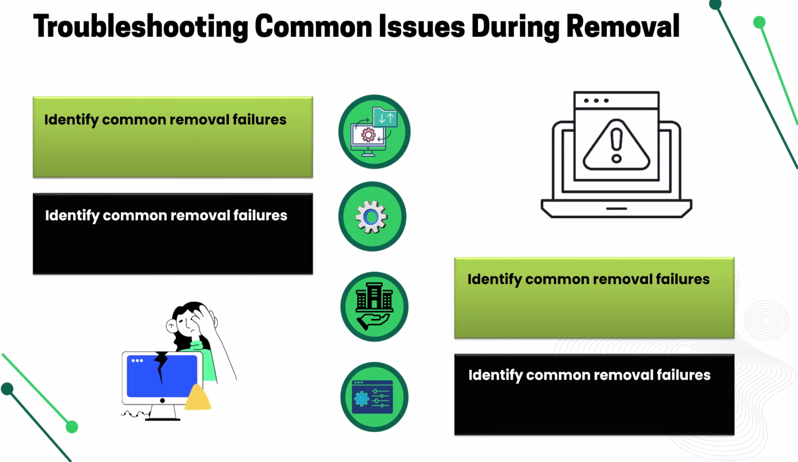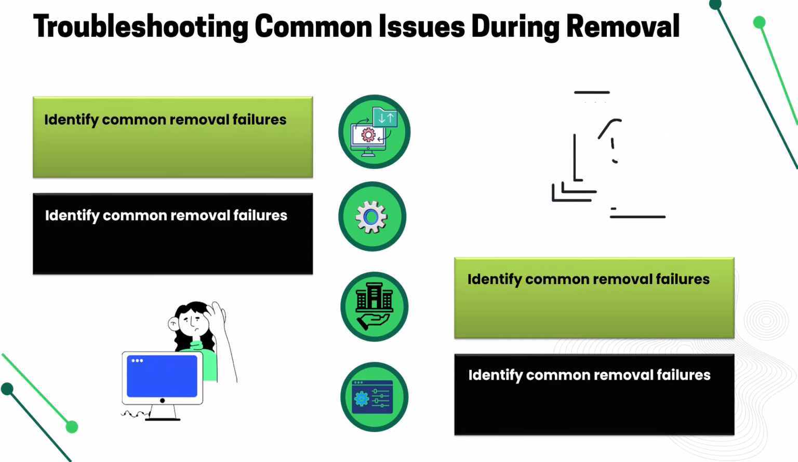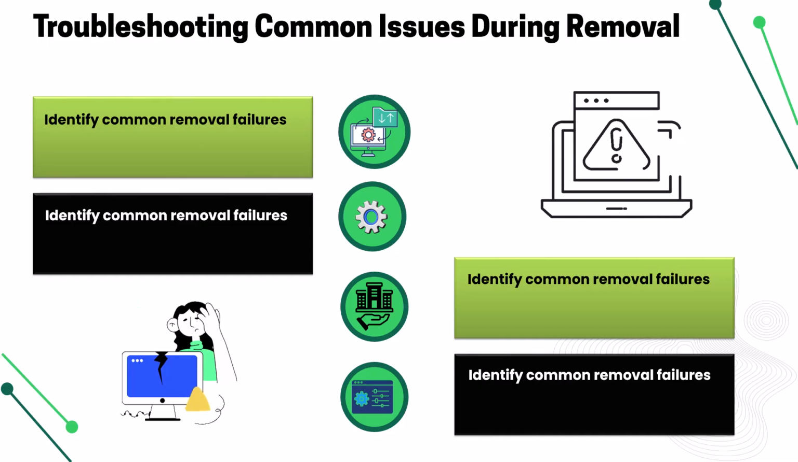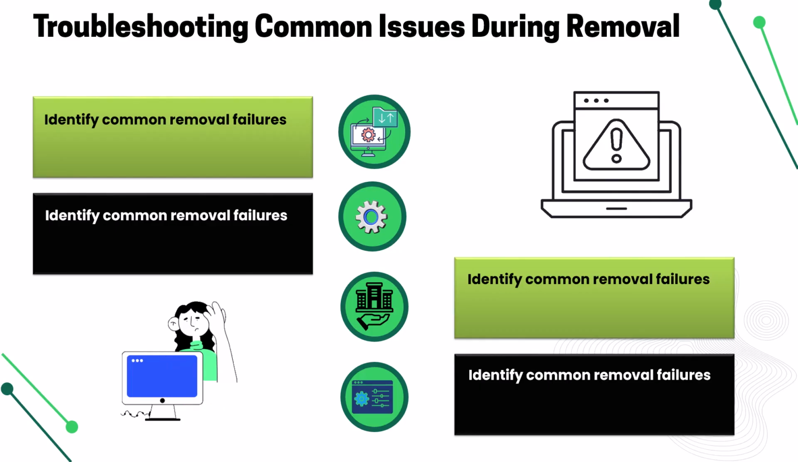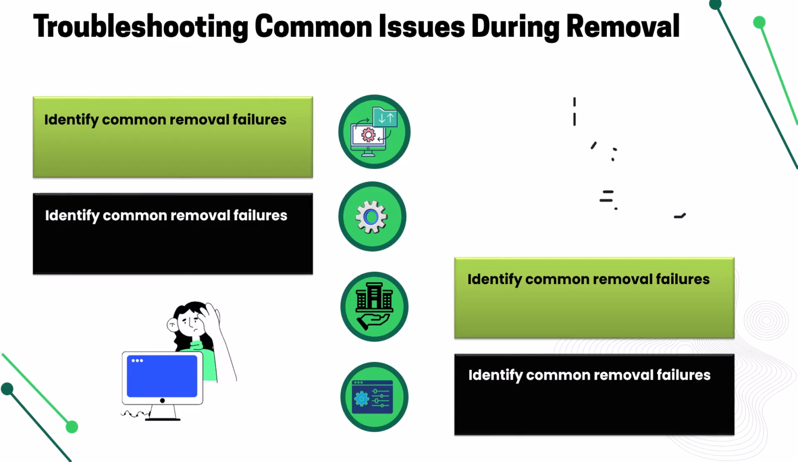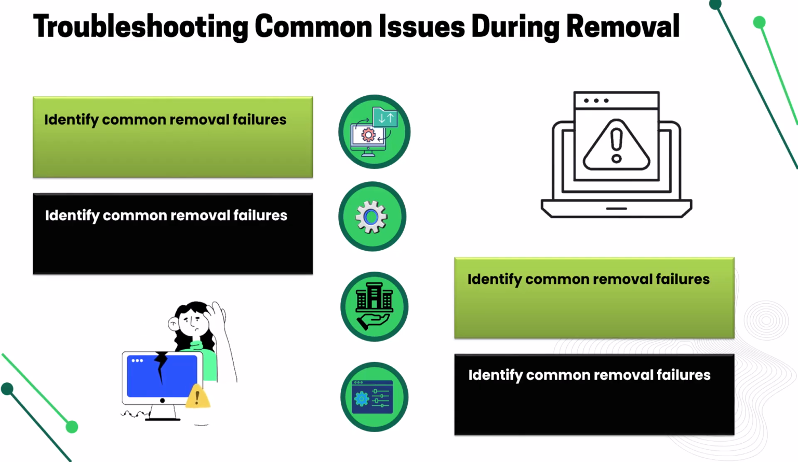Ah yes, the troubleshooting stage. The part where we pretend everything is smooth while secretly preparing for chaos. Common failures might pop up, and permission conflicts can be sneaky. Sync errors, they love to show up unannounced. And sometimes, systems behave in ways that make us question reality. But hey, with the right approach, we tackle these head-on and emerge victorious.